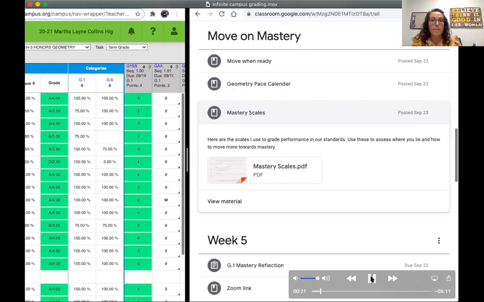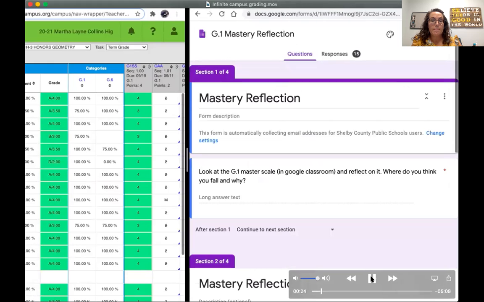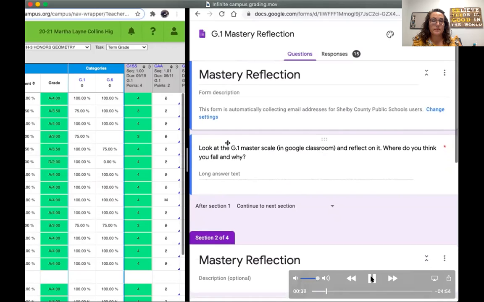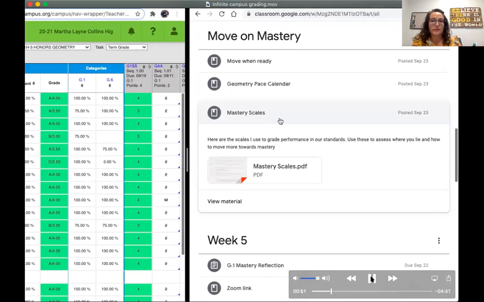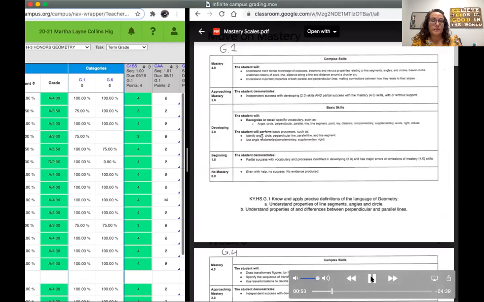So I made this reflection because the whole point of mastery-based grading is that the students know where they lie. They can look up the point that they got, like a 3 out of 4. They know what that means based on the mastery scale, or they should be able to. So I made this little reflection that goes over how to reflect on the mastery scale. And I do this basically for every standard. This is just what I did for my first standard, G1. I said, look at the G1 mastery scale, in Google Classroom, because I posted it in Google Classroom for them to see.